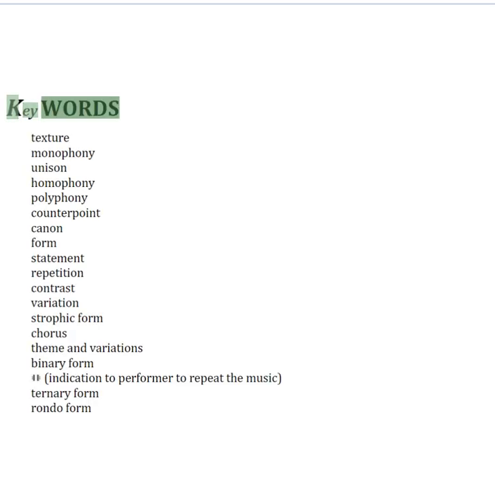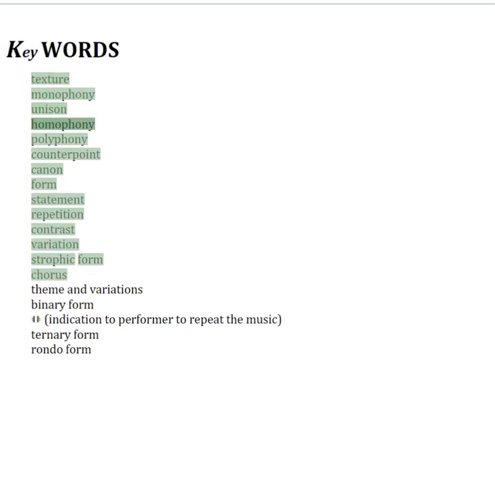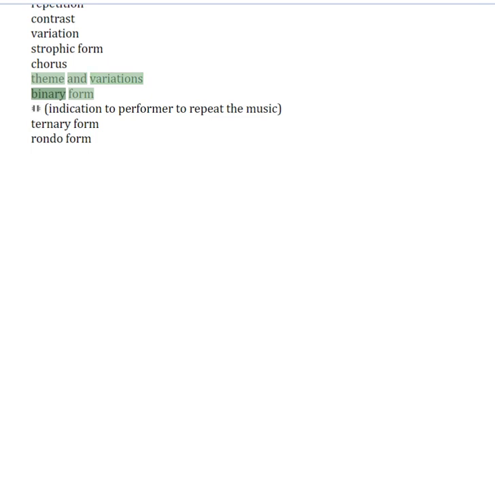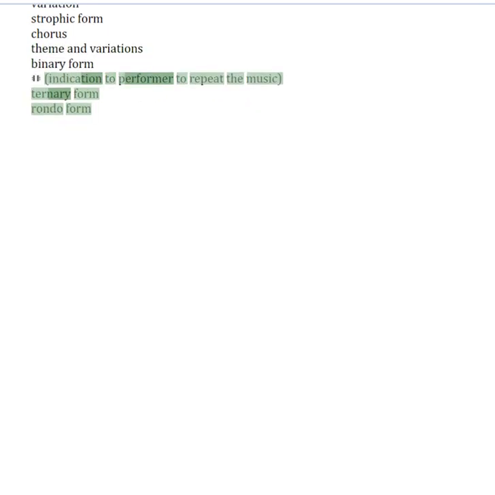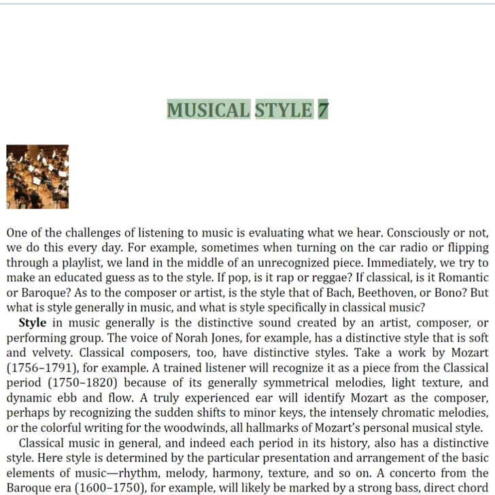Key words: texture, monophony, unison, homophony, polyphony, counterpoint, canon, form, statement, repetition, contrast, variation, strophic form, chorus, theme and variations, binary form, ternary form, rondo form. Musical style 7.